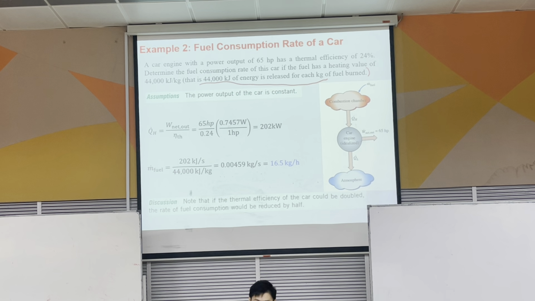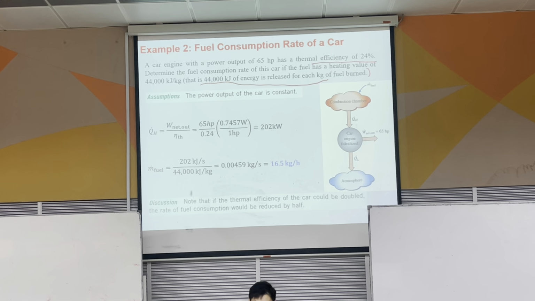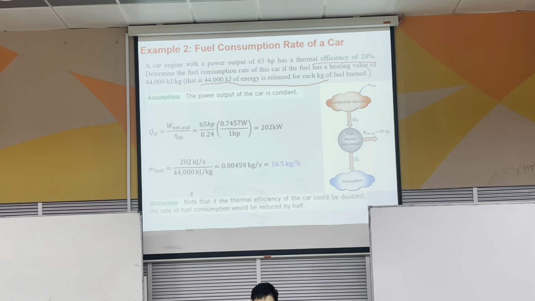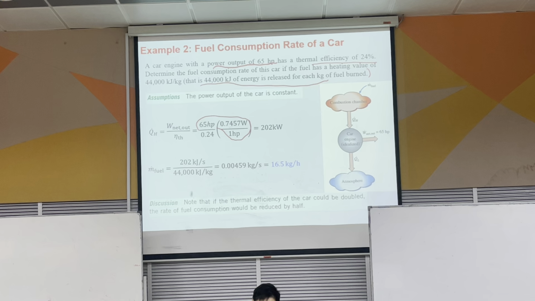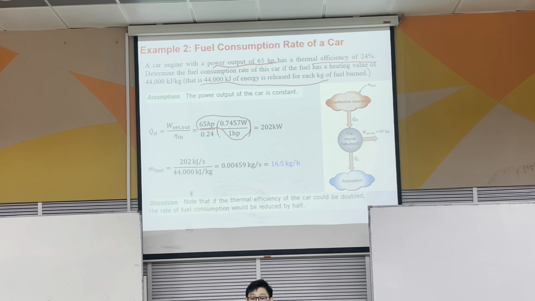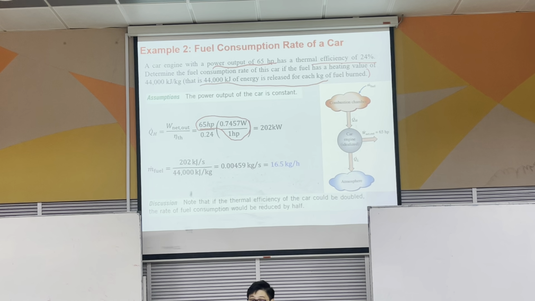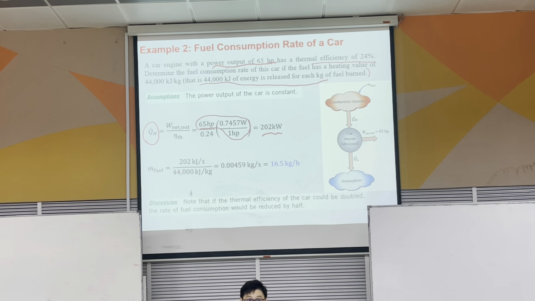we know the thermal efficiency of the engine. We know the power output of the engine. So the conversion is here. Okay, this is the conversion. So 1 horsepower is equal to 0.7457 kilowatts. Then based on these two things, we can find out what is Q in, right? So that is 202 kilowatts.